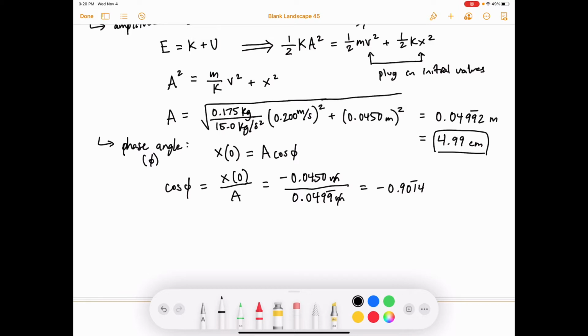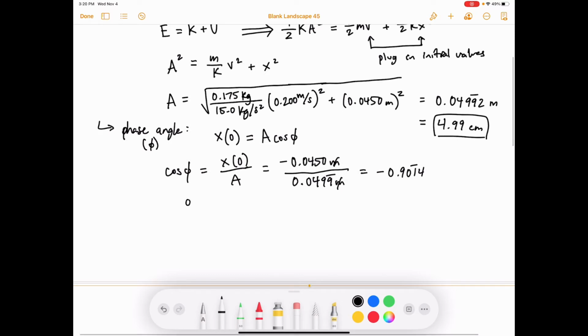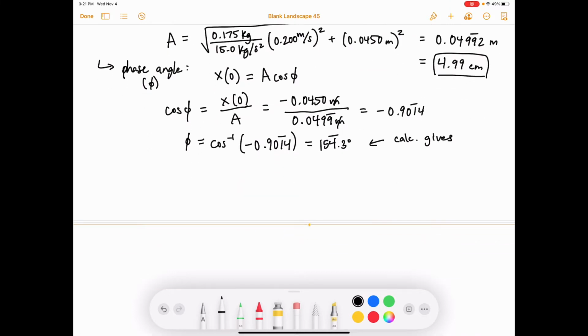Okay, so if you take this and you just plug it into your calculator by doing the inverse cosine, if you say phi is equal to the inverse cosine of negative 0.9014, your calculator will spit out 154.3 degrees. Again, we're keeping 3 sig figs on that. So this is what the calculator gives. But that's not the end of the story. We have to go to the unit circle to really see if we're getting this right.